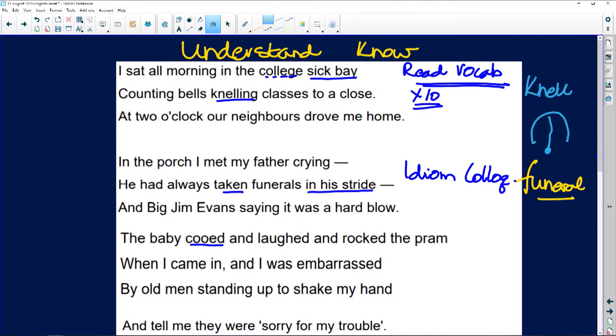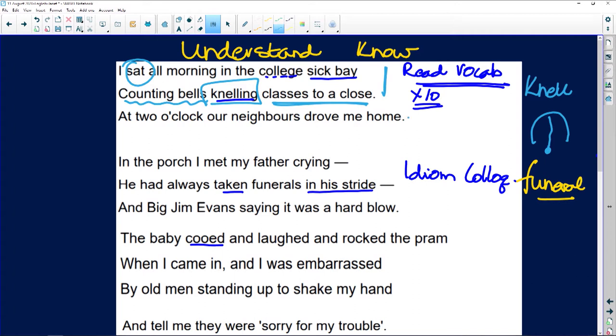I sat all morning in the college sick bay. So if he's sick, why would he be sitting in the college sick bay? Counting bells, he's listening to the bells, the school bells, ending the classes, next bell, next class ends. So there's something not right, and this word knelling, as a reader, we're going, something's not right.